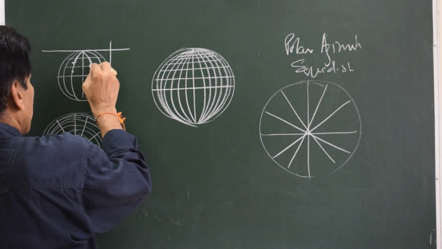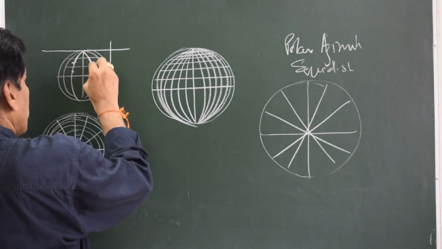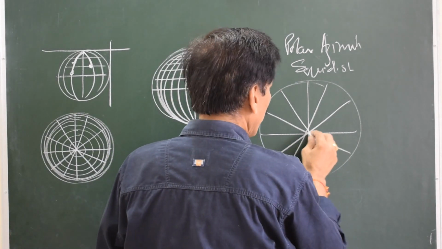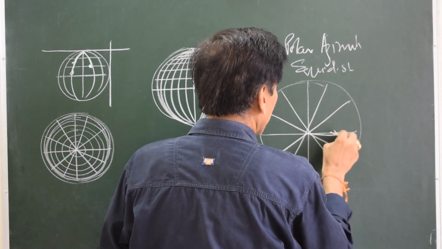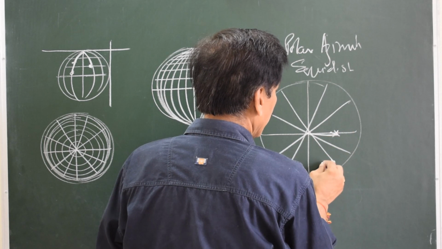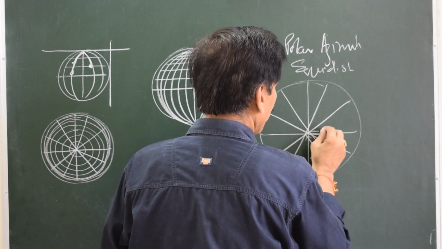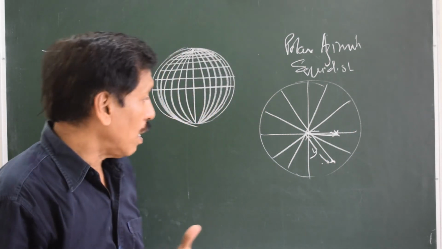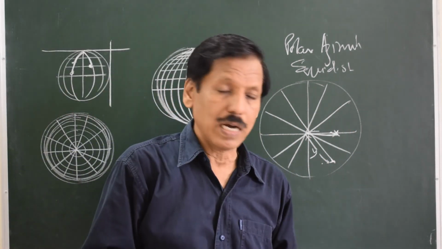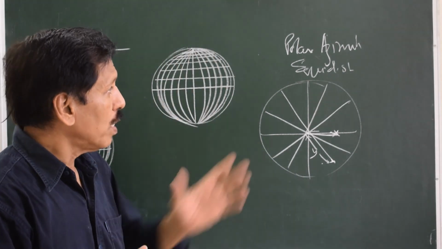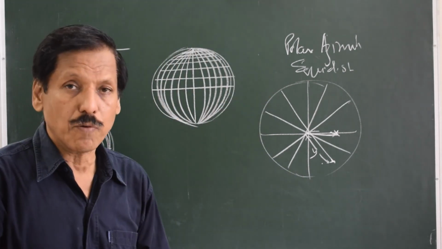But if this particular point is at X distance and this point is at Y distance, they will be accordingly shown at X and Y distance from the pole. So if you have seen the UN flag, there is a globe drawn on the UN flag, and that globe is on polar azimuthal equidistant projection.